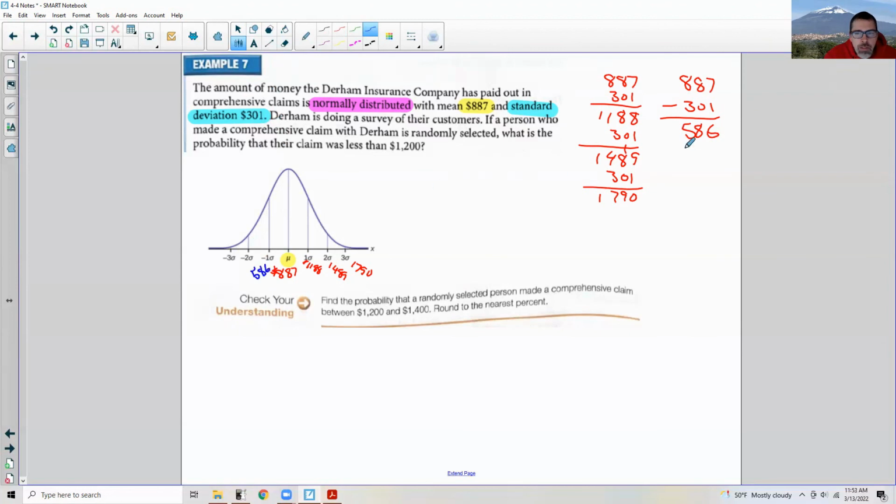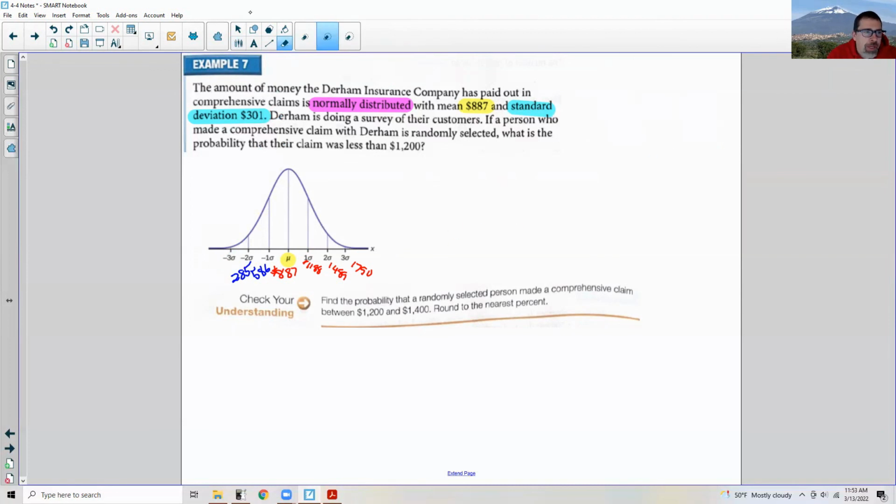586. Subtract 301 from that, and we're going to get 285. And then we're getting into negative, so I'm not going to go any further there. Okay, so we should have probably gone out 2 standard deviations. Anyhow, that's the setup of a normal distribution curve given this information.